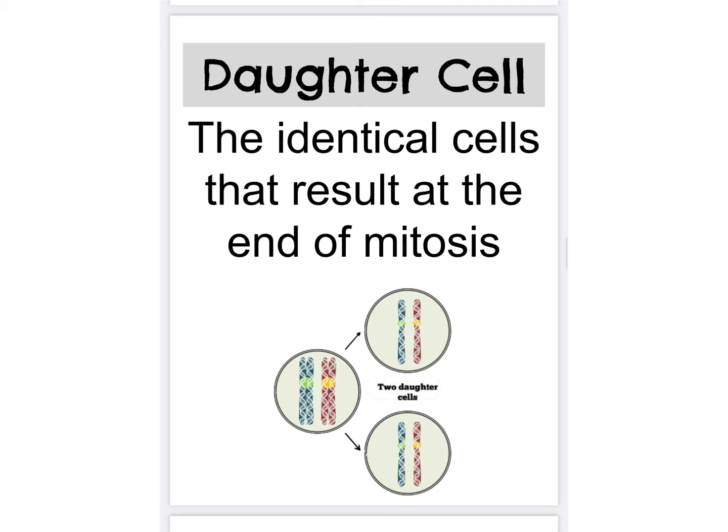Daughter cells are the identical cells that result at the end of the mitotic cell cycle. So we should have two daughter cells that are identical to the original parent cell. In this picture, they're showing you the double-stranded chromosomes. They have replicated, and then they're splitting that DNA into the two daughter cells.